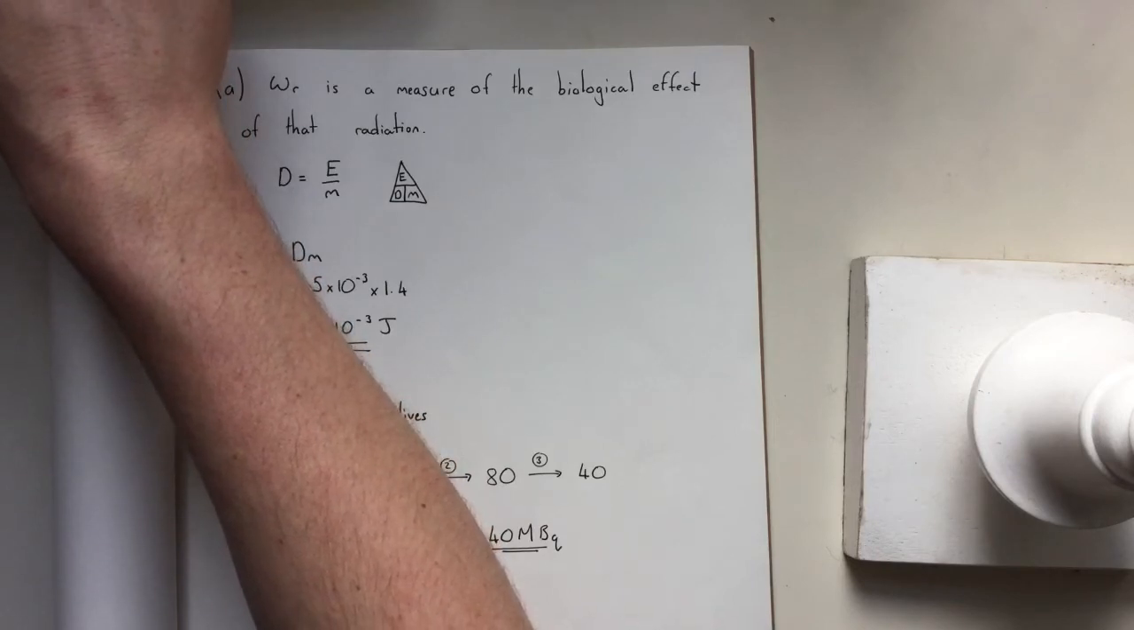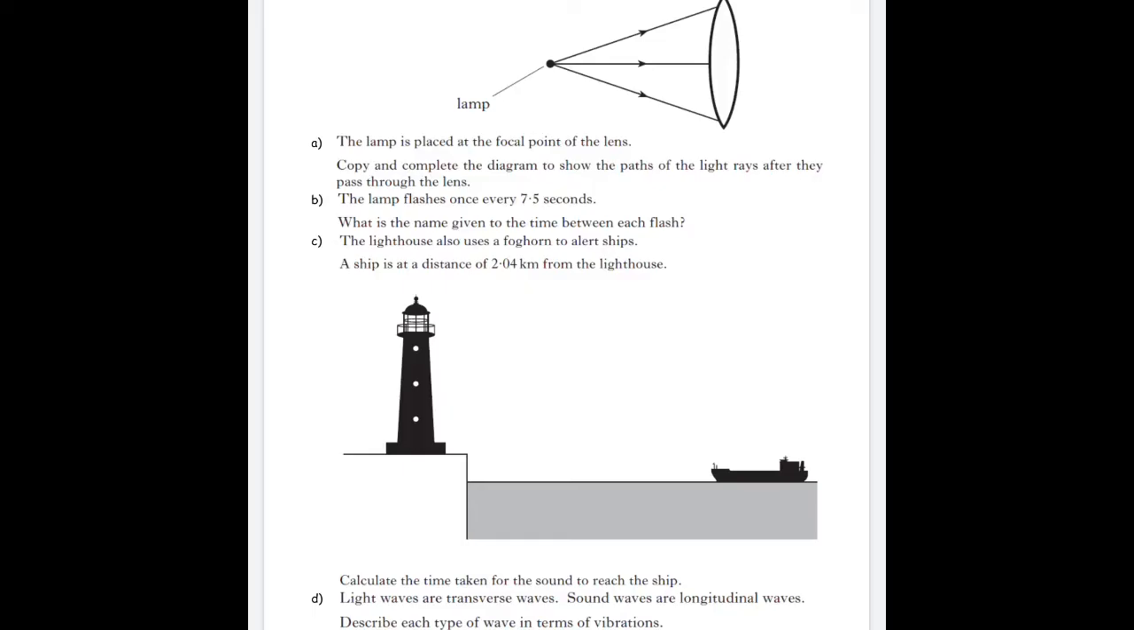So for question 4, let's turn the page. It says, a lighthouse uses a converging lens to produce a beam of light. The lamp is placed at a focal point of the lens. Copy and complete the diagram to show the path of the light rays after they pass through the lens.